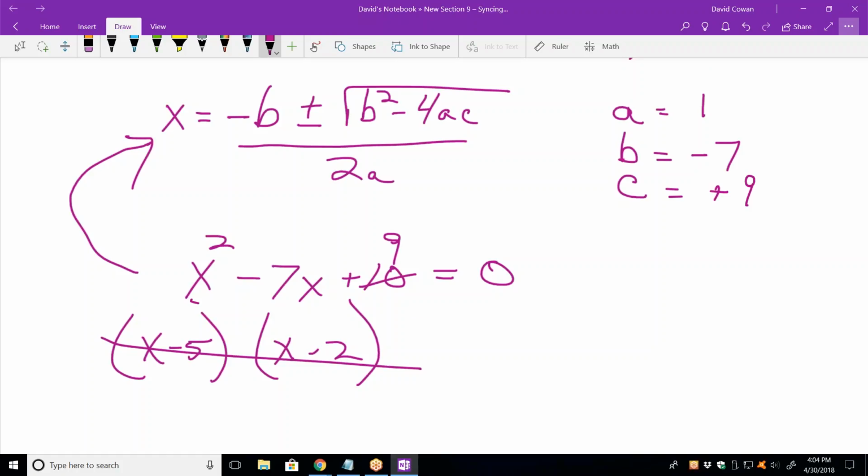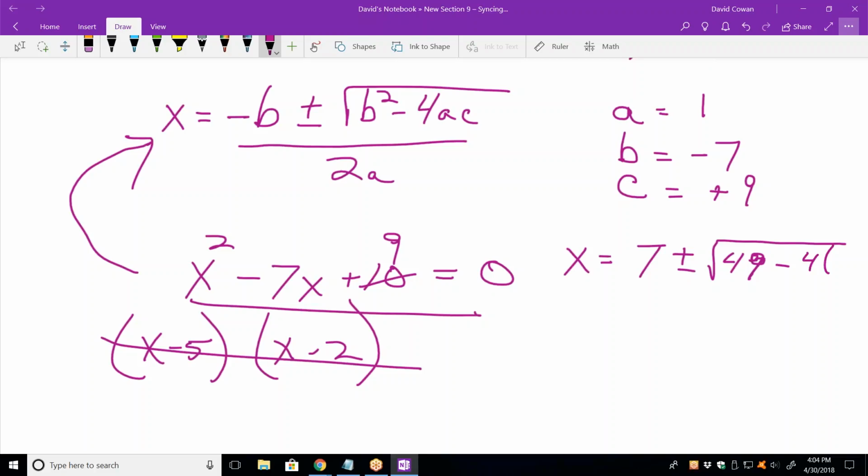So if we're solving this quadratic, what do we get? We get x equals. What is negative B equal to? Negative B equals positive 7. Good. B squared? B squared is negative 7 times negative 7, which is positive 49. All right, what's the rest of it? Minus 4 times 1 times C.